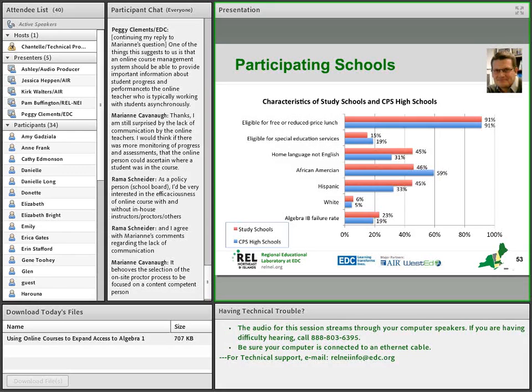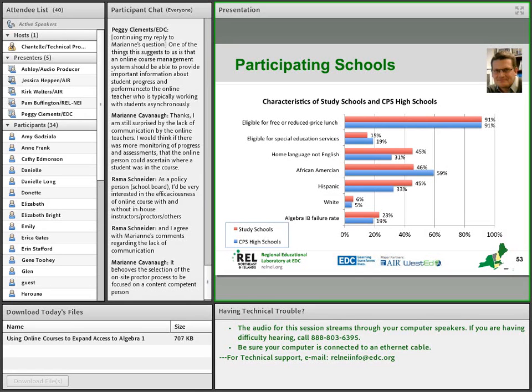In terms of the schools, again, this is in Chicago, and last summer we had 15 schools participating. We're hoping to have at least that many, maybe a few more this summer. In terms of the characteristics, you can see that they were pretty disadvantaged in terms of free and reduced price lunch eligibility. Almost 9 out of 10 qualified, and that would be for the study schools as well as CPS as a whole.